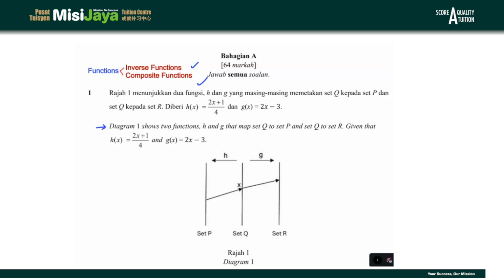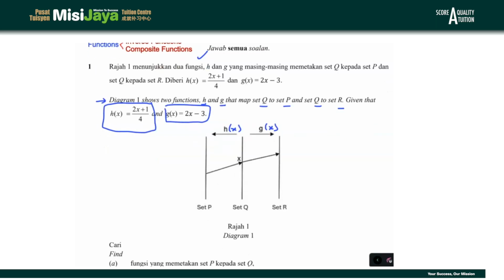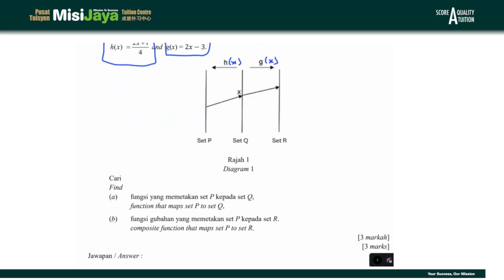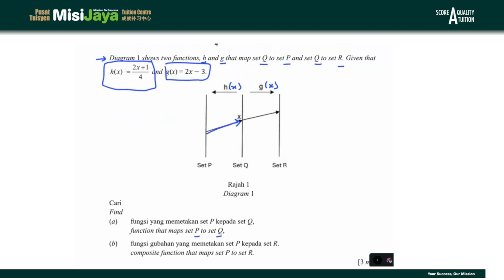Diagram 1 shows 2 functions, h and g. So this is h(x) and g(x) that map from set Q to set P and set Q to set R. Given that h(x) is equal to (2x + 1)/4 and g(x) is 2x − 3. Okay, let's read the question at the bottom. Find the function that maps set P to set Q. You need to take note that h(x) is from Q to P.